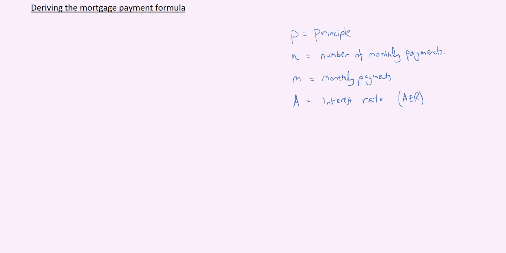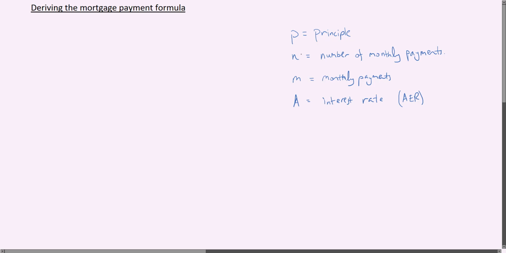Deriving the mortgage payment formula. Our variables are P, how much money we're borrowing, called the principal; N, which is our loan duration, the number of monthly payments; M, which is the value of each monthly payment; and A, the interest rate, the annual equivalent rate the bank would give you.